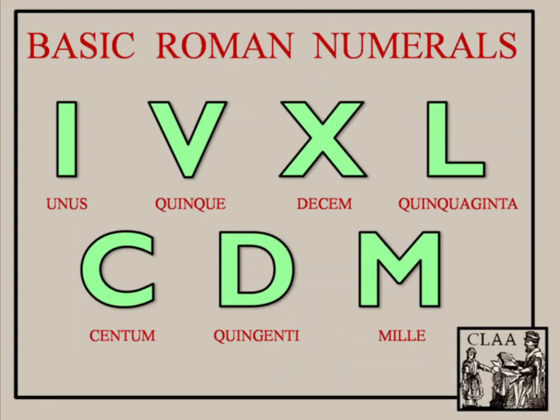Now that we've learned the Roman number mille, you've seen all of the basic Roman numerals. Point to each numeral with me and say its name. Unus, quinque, decem, quinquaginta, centum, quingenti, mille. Let's read that together one more time.